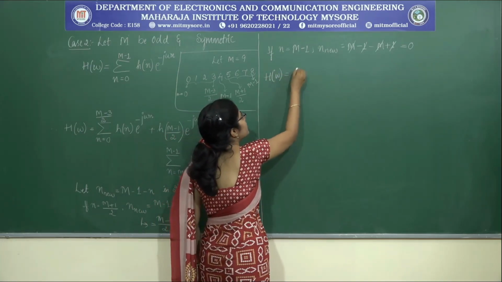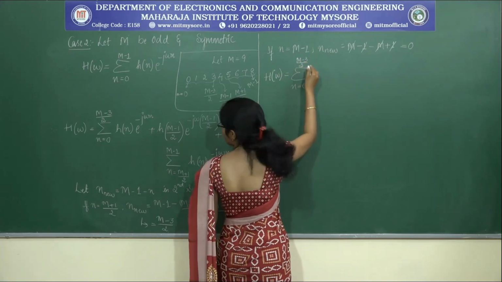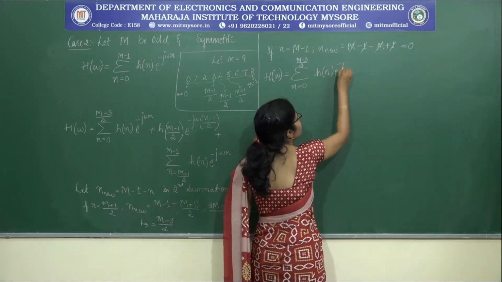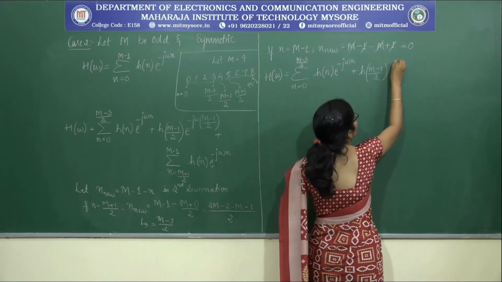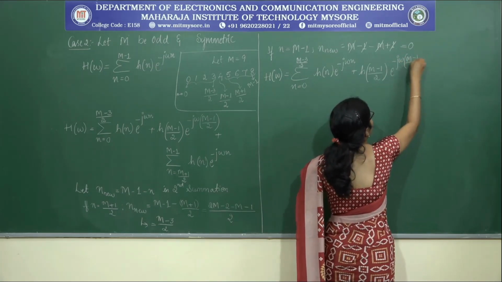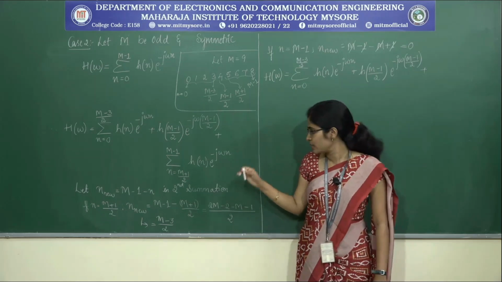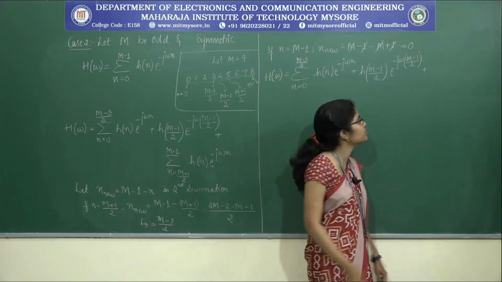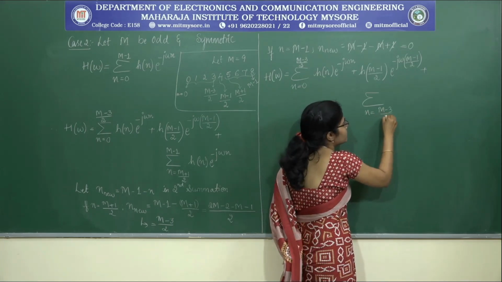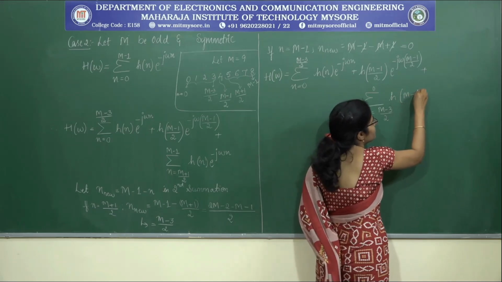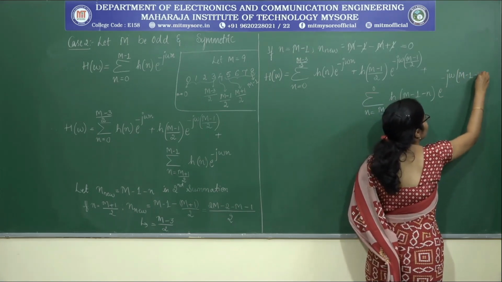So, h of omega will be equal to summation n ranges from 0 to m minus 3 by 2, h of n into e power minus j omega n, plus h of m minus 1 by 2 into e power minus j omega m minus 1 by 2, plus, so I need to rewrite the value of n as m minus 1 minus n and change the limits. That will be summation n ranges from m minus 3 by 2 to 0, h of m minus 1 minus n into e power minus j omega m minus 1 minus n.